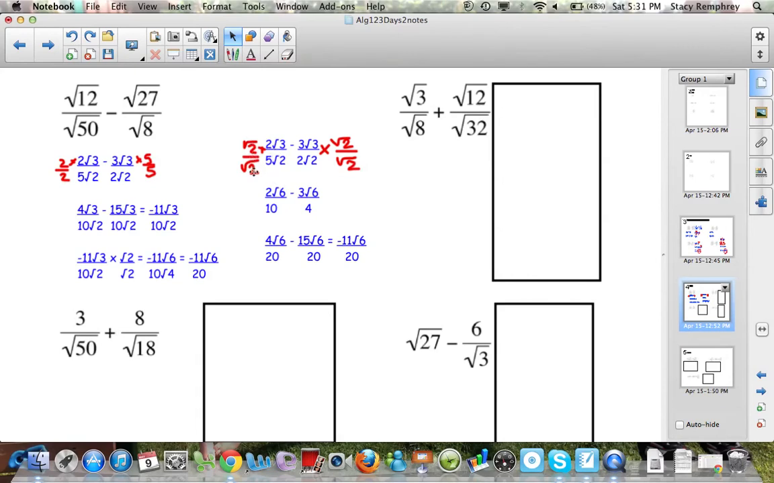So I multiplied top and bottom here by the square root of 2. Okay, and top and bottom here by the square root of 2. And that made my numbers in the denominator just regular integers. So I said, okay, what's a common number that 10 and 4 can go into? It's 20. So I multiplied top and bottom here by 2, top and bottom here by 5. Again, added the numerators, kept the denominator, same answer.